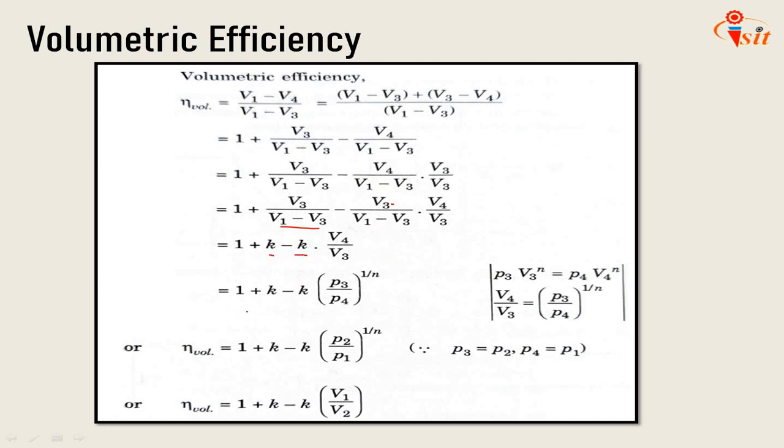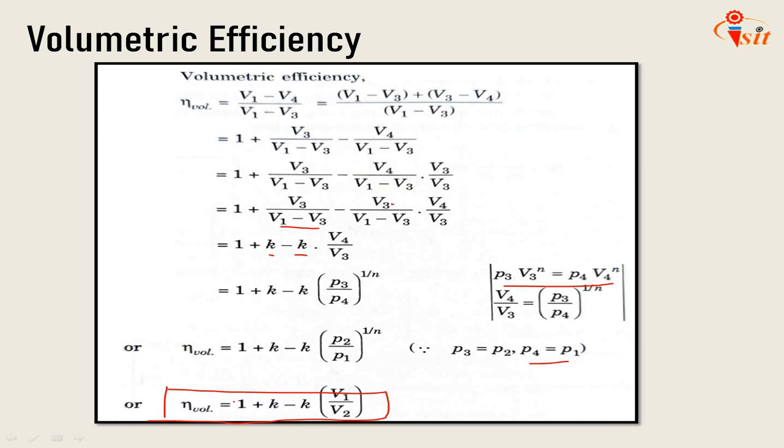So V4 by V3, so 1 plus k minus k, P3 by P4 raised to 1 by n. By the polytropic process, P3 V3 raised to n equals P4 V4 raised to n. From that, V4 by V3 is nothing but P3 by P4 raised to 1 by n. So volumetric efficiency becomes 1 plus k minus k, P2 by P1 raised to 1 by n, as we know that P3 equals P2 and P4 equals P1. Ultimately, volumetric efficiency we are getting as 1 plus k minus k, V1 by V2.